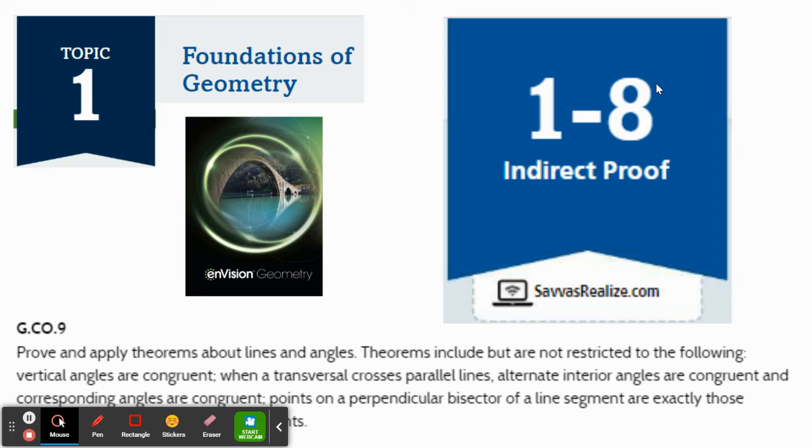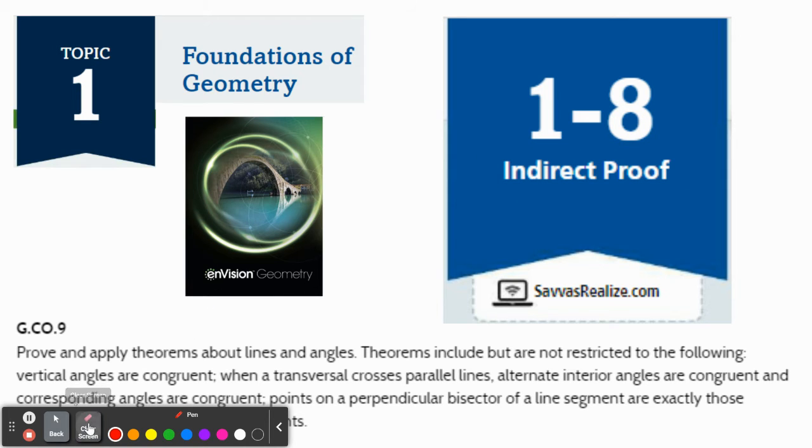So this is kind of an oddball topic in geometry, but it is kind of important because I think in real life it's really hard to always directly prove something. So you can come to a result using roundabout thought processes, and this is what we're doing here in indirect proof.